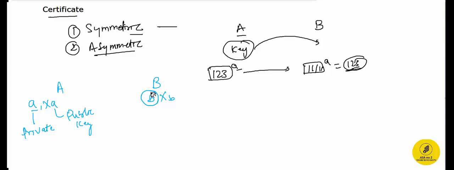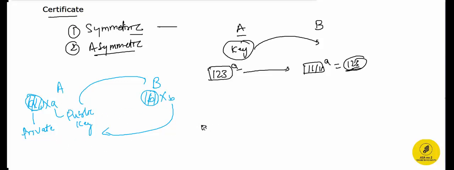Since the name says private, B will keep its private key private and never share it with anyone. A will also keep its private key private and not share it with anyone. The public keys are meant to be shared publicly with anyone. So A can share its public key with B and B can share its public key with A. So both A and B will know the public key of each other.